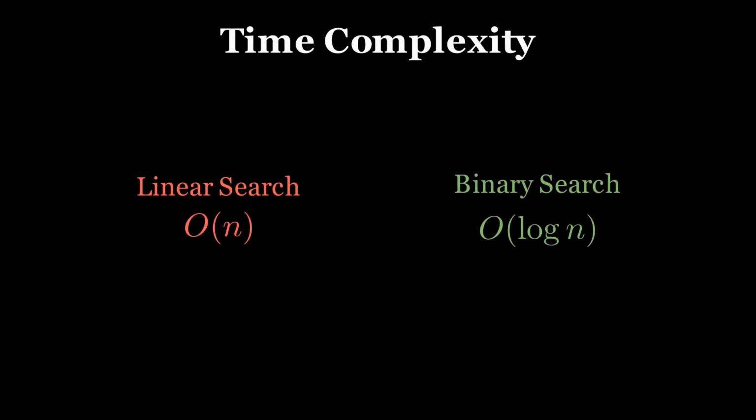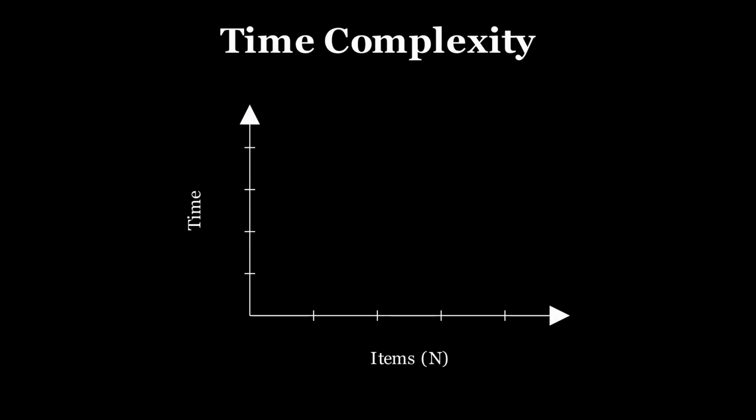So, why does all this complexity matter? It comes down to big O notation. Let's visualize the performance difference as the data grows. Linear search grows directly with the data. Double the items, double the time. Binary search grows logarithmically. It barely notices the extra data.